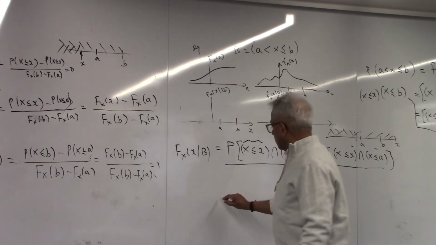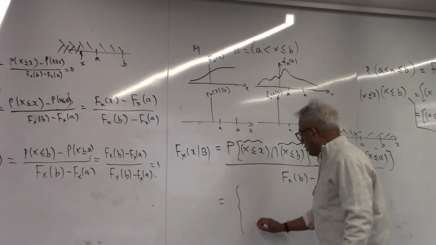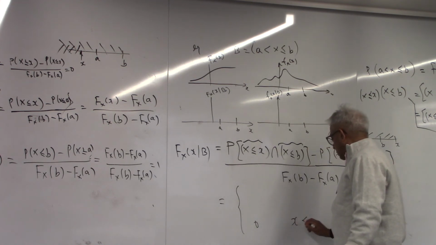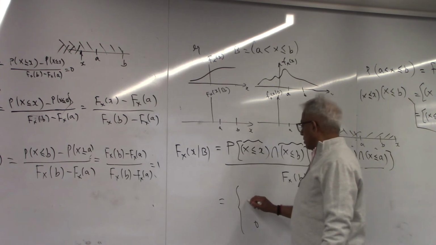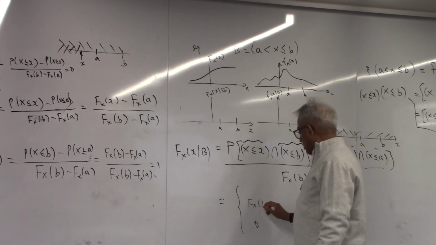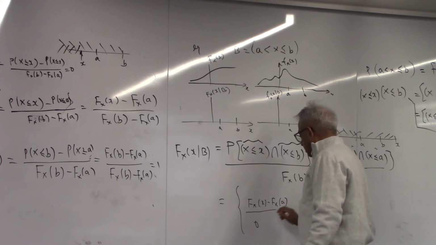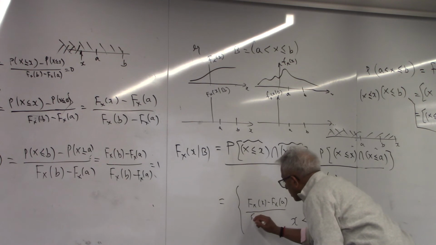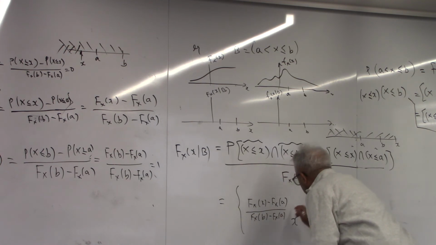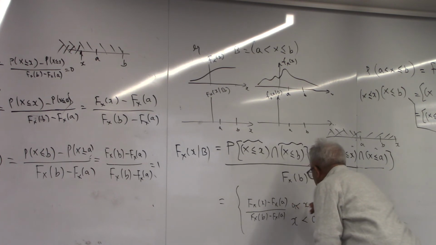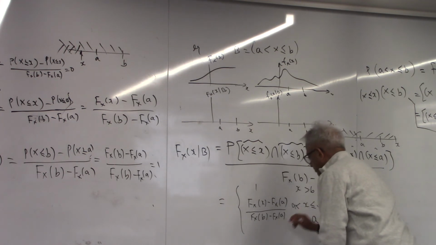So if you want, I will write the answer here. It is going to be 0 if x is less than a. It's going to be F_X(x) minus F_X(a) divided by F_X(b) minus F_X(a) if x is greater than a and less than or equal to b, and it is 1 if x is greater than b.